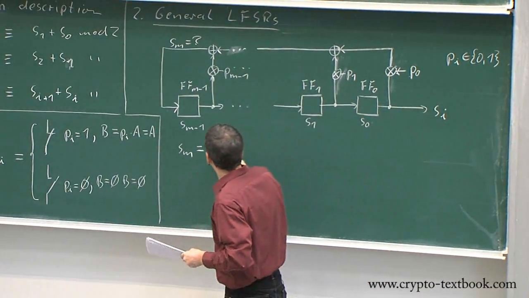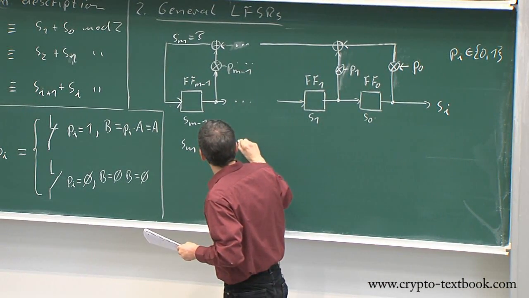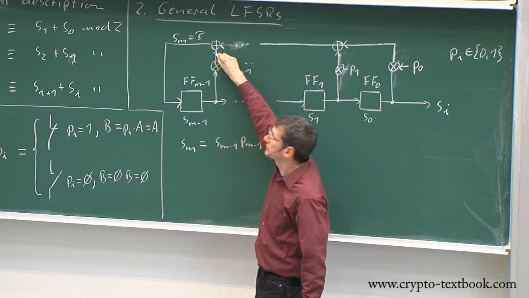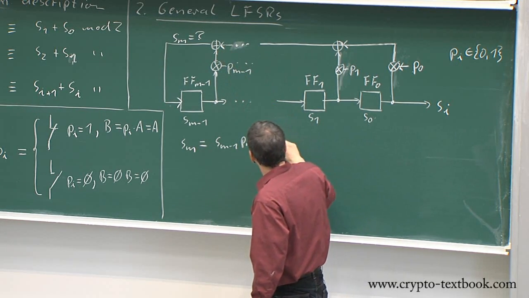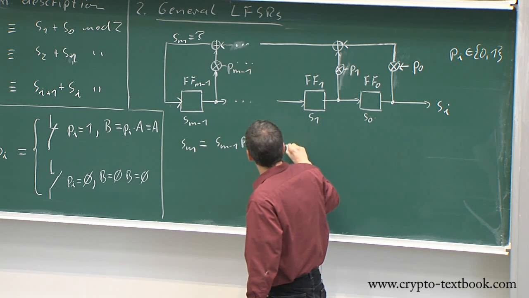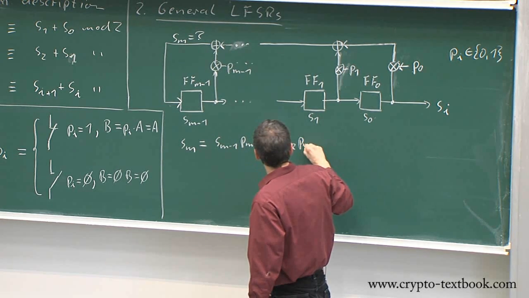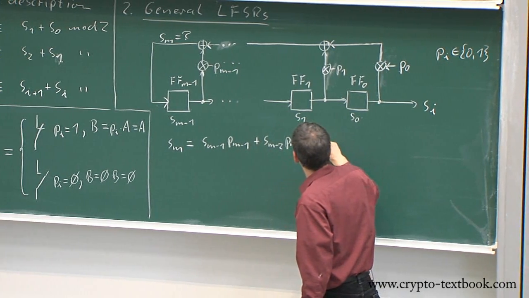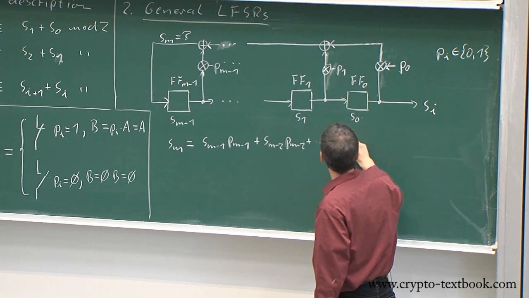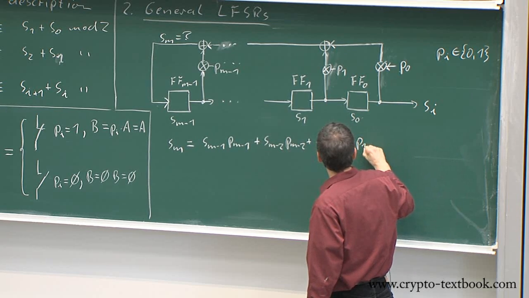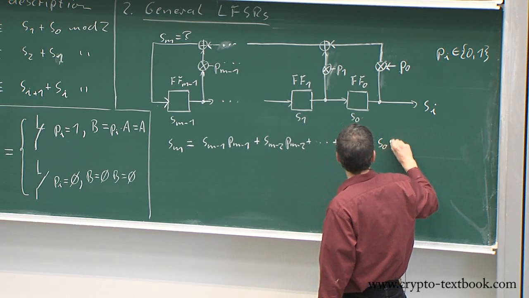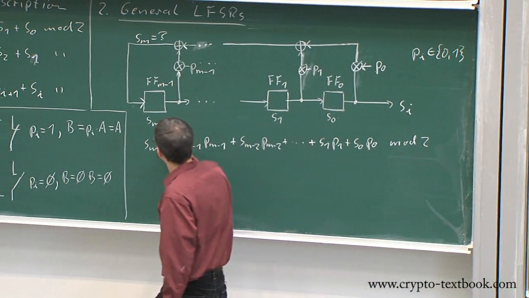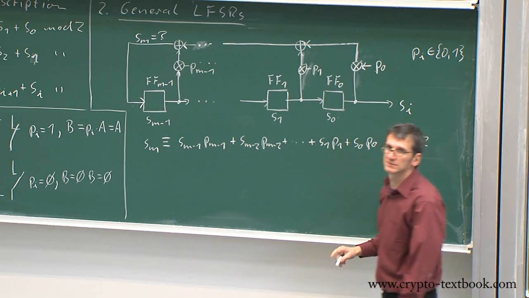This is, which is this value, XORed with S_{m-2} P_{m-2}, which you don't see here, and so forth. And at the end, we have S_1 P_1 plus S_0 P_0, and again, everything is modulo 2. And that should be 3 bars here.